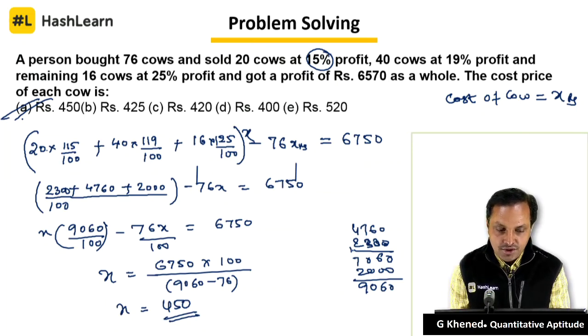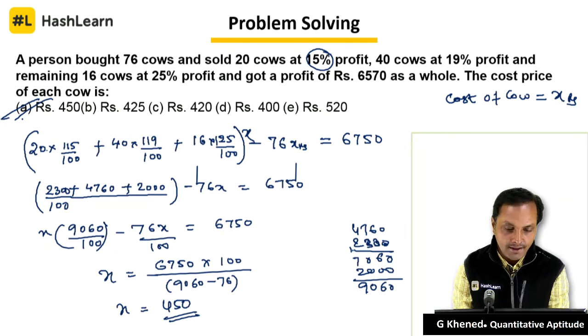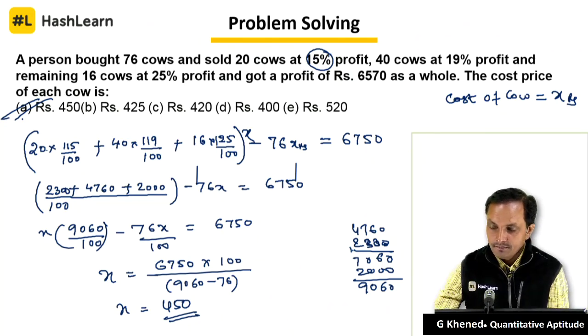So the cost of the cow is 450 rupees, and the total profit he makes is 15% profit on 20 cows, 19% on 40 cows, and 25% on 16 cows. And the total profit he makes is 6750 by purchasing at 450 rupees per cow. Is that okay? Fine.